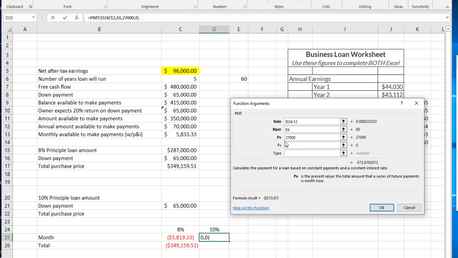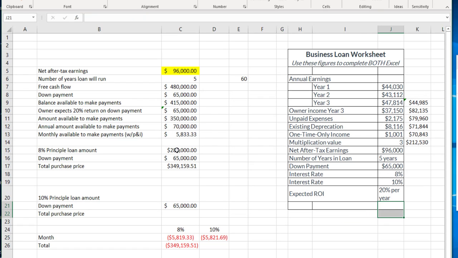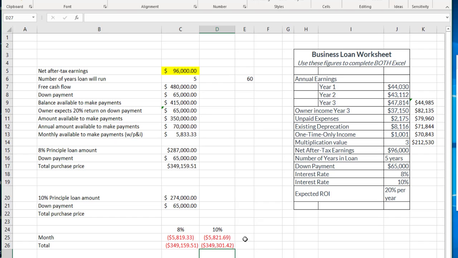And you can tweak the smaller numbers to get more exact, but the 3 digits is fine. So you're going to be able to borrow $274,000 at the 10%. So you definitely have less buying power. And then this times 60 is the total amount of our loan. So we're going to pay back a little bit more, but we're going to have less buying power. So that's what you're looking for as far as the numbers are concerned. Let me know if you have questions.